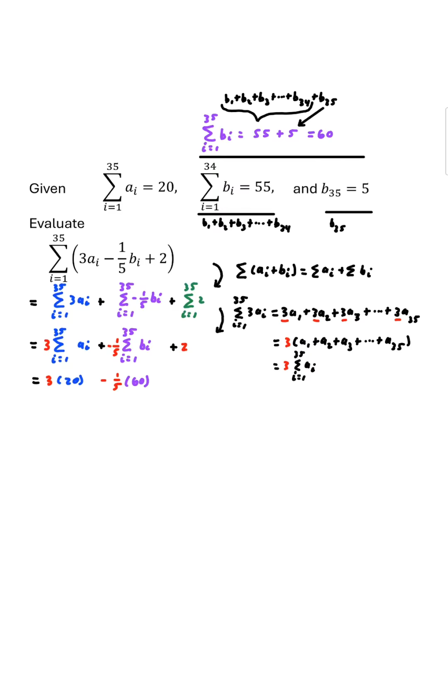And then the summation from i equals 1 to 35 of 2, we can factor out 2, so 2 times summation from i equals 1 to 35 of 1. Well, what is the summation from i equals 1 to 35 of 1? That's just 1 plus 1 plus 1 plus 1, and there's 35 of them, so there's 35. Simplify this, we get 60 minus 12 plus 70, add them up, 118.